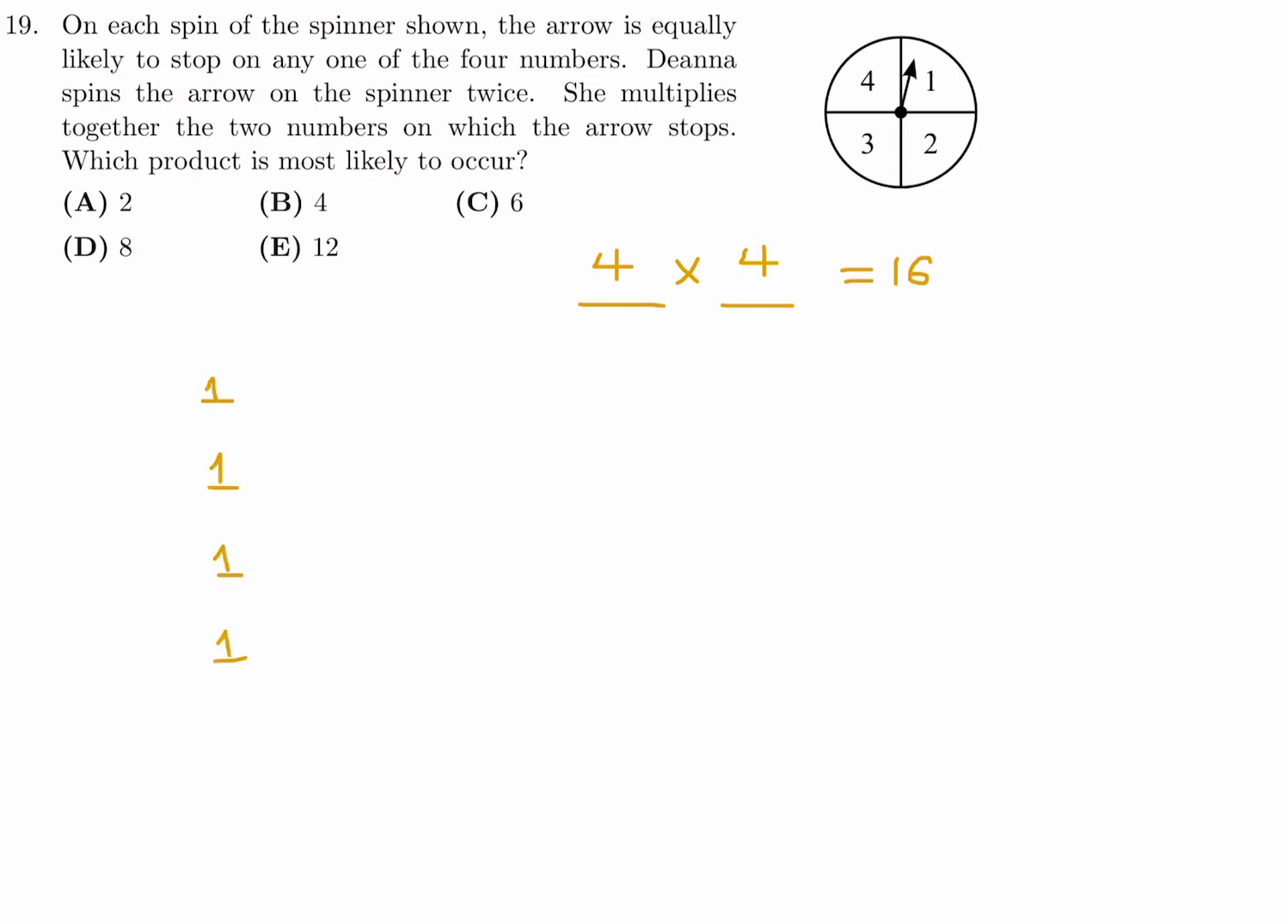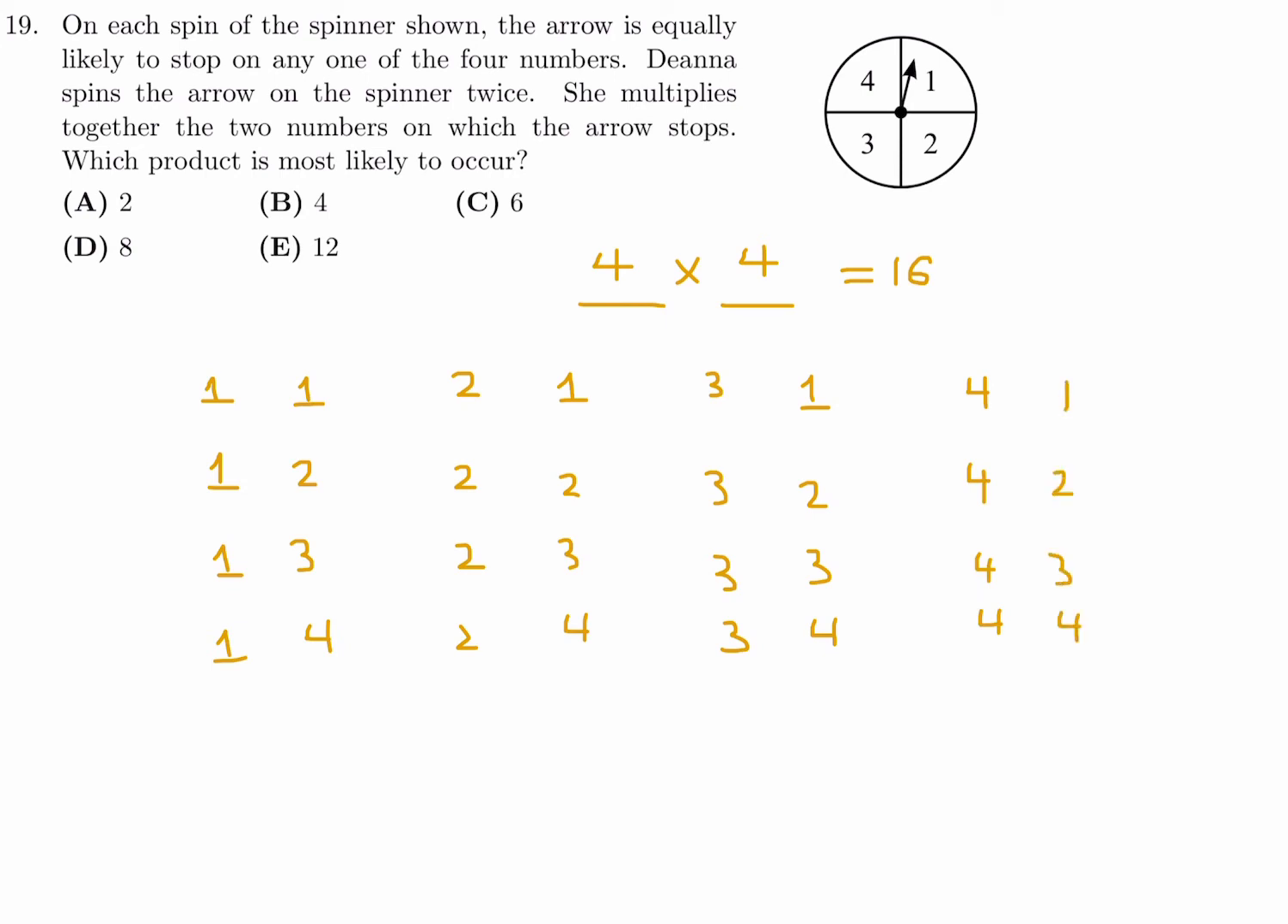So the first one, 1, 1, 1, 1, then 1, 2, 3, 4. If the first time it lands on 2, the next time it could land on 1, 2, 3, 4. And similarly, 3, 3, 3, 3, 1, 2, 3, 4. And then the last one is 4, 4, 4, 4, 1, 2, 3, 4. So these are the outcomes, 16 of them.